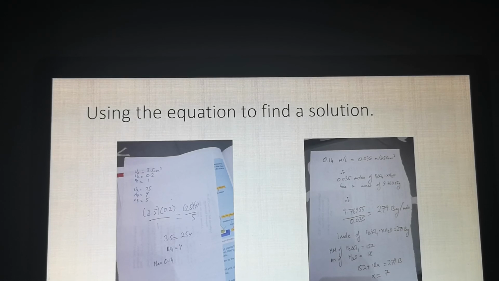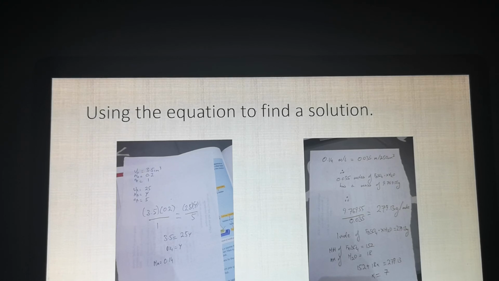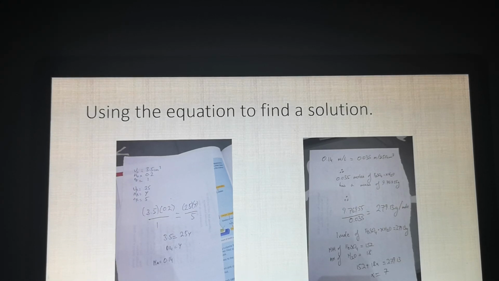We know that the molecular mass of iron sulfate is 152. We know that the molecular mass of water is 18. You can work that out from your periodic table. Then you just add that into a simple algebraic equation. The total should be 279.13. You've got so many molecules of the water, so you write 152 plus 18x, and you solve for x. x was 7. So for every iron molecule, there were 7 water molecules.